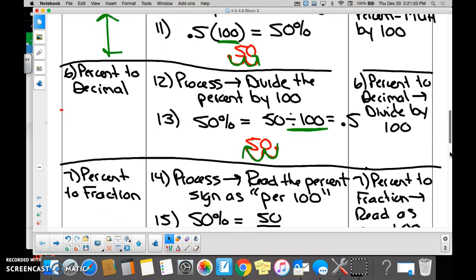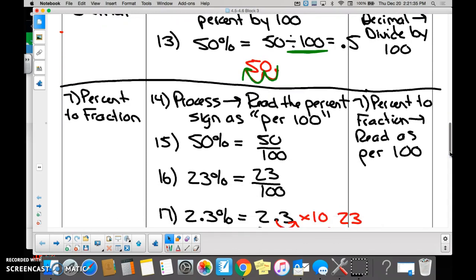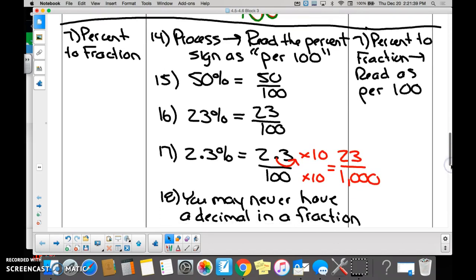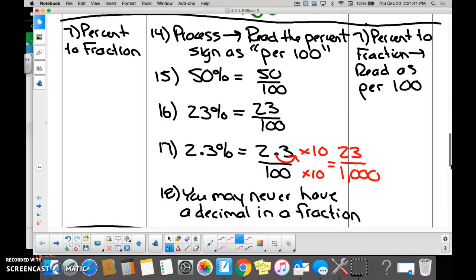Number 7, percent to fraction, the most difficult one. When you are reading a percent and want to convert it to a fraction, you read the percent sign as what? Per 100. So you would read this as 50 per 100. You would read this as 23 per 100. You would read this as 2 3/10 per 100.